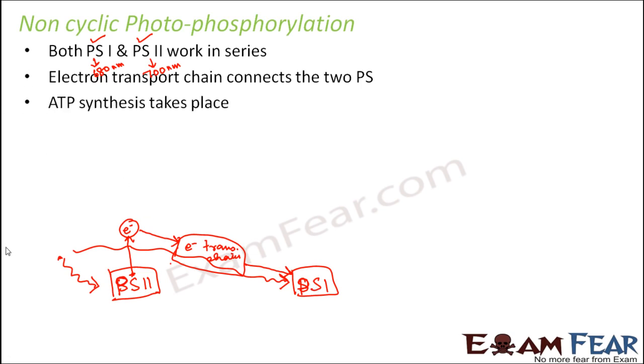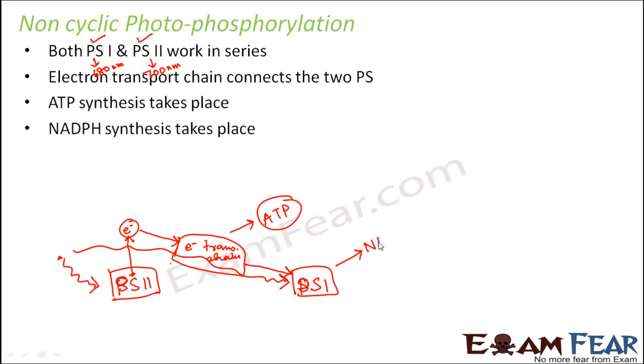And what is the result of this process? The result of this process is that ATP will be produced. So ATP synthesis will take place. NADPH synthesis will take place. So NADPH will also be produced as a product. So these are the two things which will be produced at the end of non-cyclic photophosphorylation, and that is our aim. So this non-cyclic photophosphorylation is basically the light reaction, and the result of this reaction is ATP and NADPH.